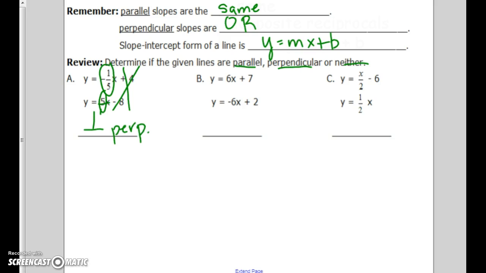On B, again, we're looking at our slope. Notice that they are not the same, so they're not parallel. And the numbers are not flipped. So this one would be an example of neither. And then on the final one, remember when they do this crazy thing with x, there's a number 1 here. So that really means that my slope is 1 over 2. And my slope on this one is also 1 over 2, so that means these would be parallel.